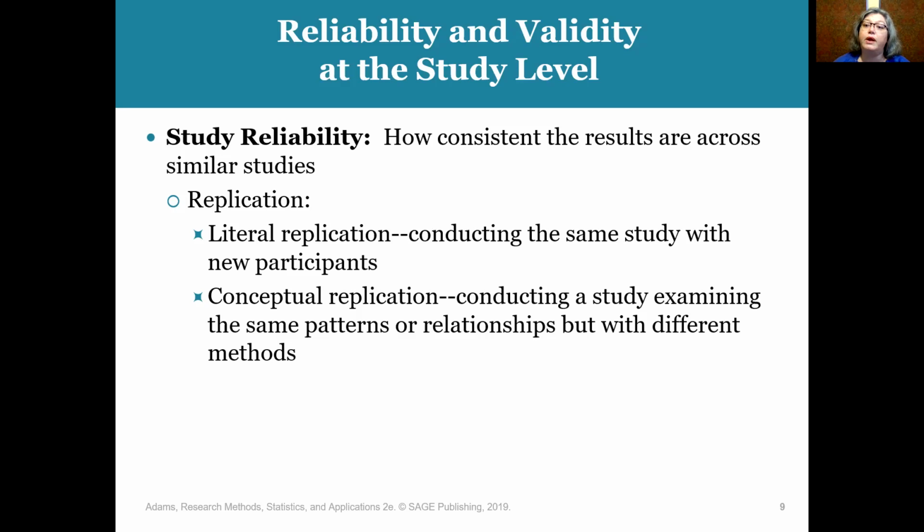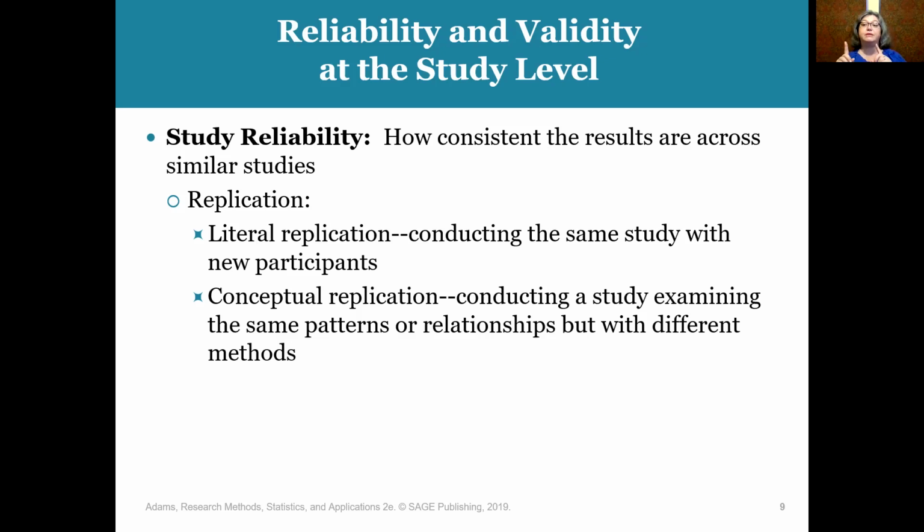Remember that one of the things we said when we discussed science in the first chapter is that we hope people will take our ideas and try to replicate them in their lab, right? We don't own our ideas in psychology. We need other people to be testing those ideas. And so when we think about study reliability, this becomes a really important issue. How consistent are the results across similar studies?